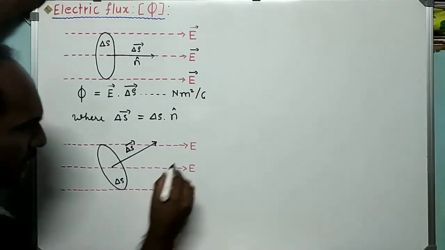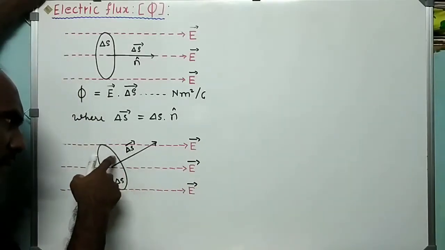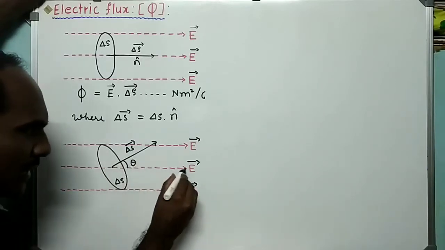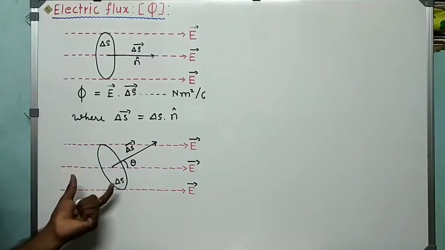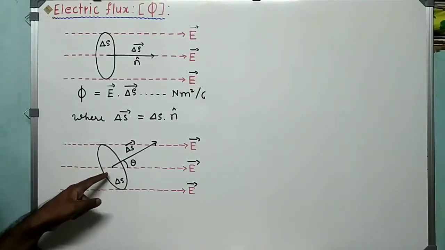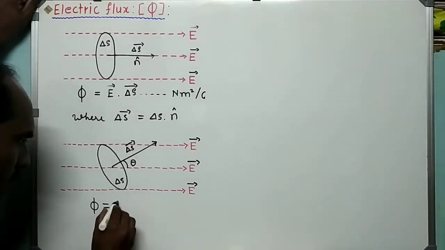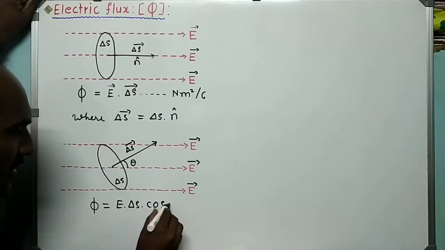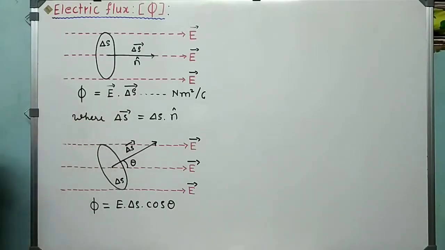Here electric field is also a vector quantity. Here the area vector of this surface is making an angle theta with the electric field vector. In such cases, how will we find the total number of lines of force passing through this surface? Then we should find electric flux phi is equal to E into delta S into cos theta. Because I have already told you, the dot product of E and delta S is nothing but flux. Since it is a dot product, you will write cos theta here.